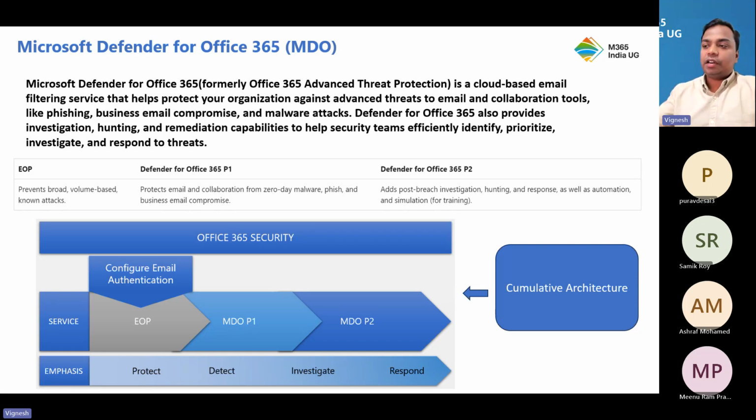Then at the next level, you get protect and detect if at all you're topping it up with MDO Plan 1. And then you have the MDO Plan 2, which gives you the EOP capabilities as well as the Plan 1 capabilities, as well as whatever P2 has to offer. So this is how you need to look at this architecture. So if your question is, well, if I'm going for Plan 1, what do I get? Of course, you get the EOP capabilities plus the one which Plan 1 has to offer. And I think you can make it from what I'm trying to say here. So this is how this architecture works.